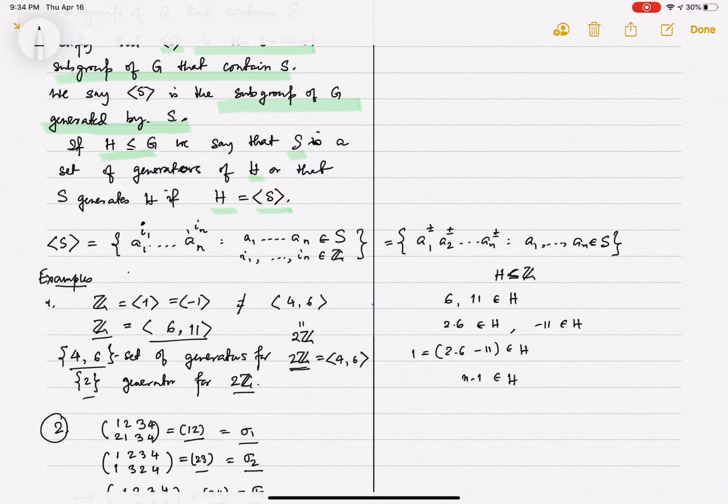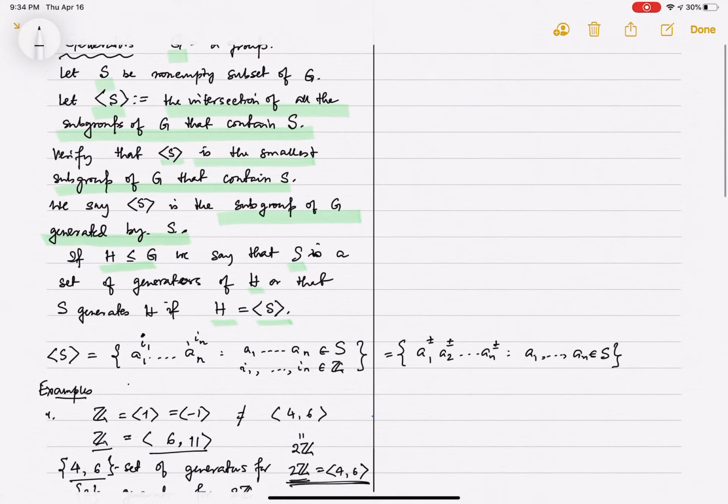But if you do the same exercise with 4 and 6, you find that you only get the multiples of 2. You only get the multiples of the GCD. So we say that 4 and 6 do not generate Z, rather they generate 2Z. Of course, 2 is also a generator for 2Z. So this subgroup 2Z is actually cyclic. It can be generated by just a single element.